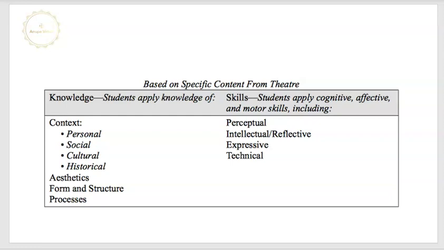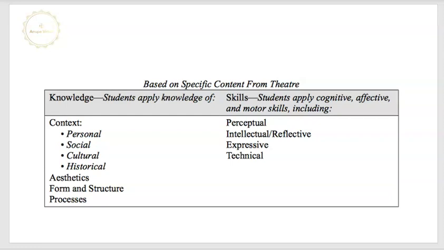It just has theater there at the top. But it breaks it down in terms of the knowledge and skills on either side, and shows you that in terms of knowledge, students apply their knowledge to context, personal, social, cultural, historical, their knowledge in terms of aesthetics, their knowledge in terms of form and structure, and their knowledge in terms of the processes of making art.